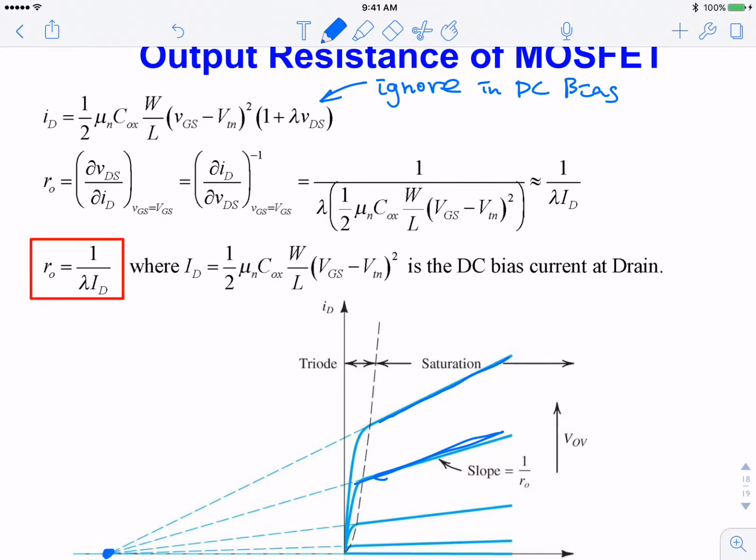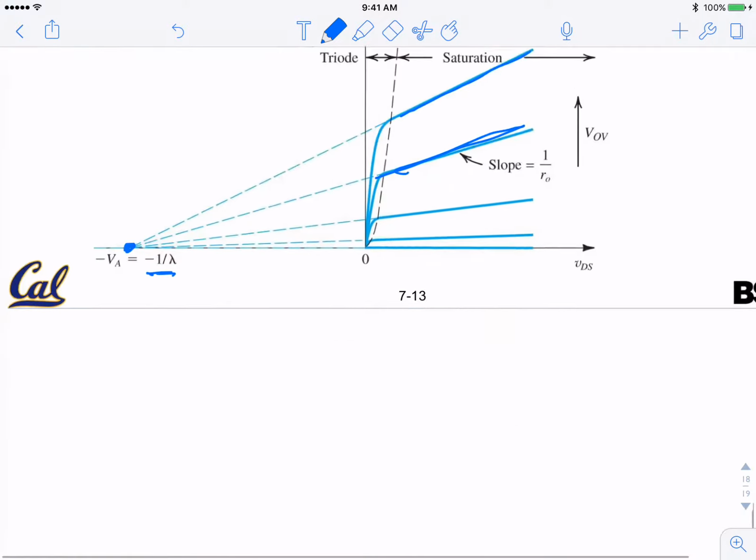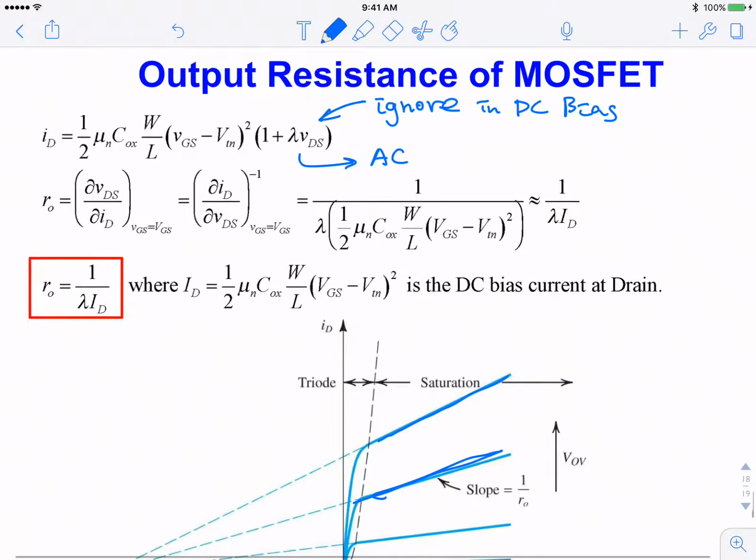We will see on Thursday, these automatically give you an AC consideration. So in AC, you cannot ignore it. You will have to consider that channel length modulation in the AC solution. Okay, that will be the subject of next time, so we will stop here today.